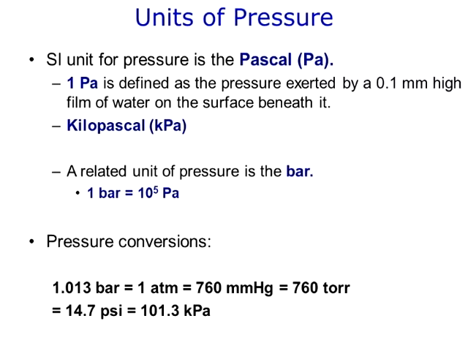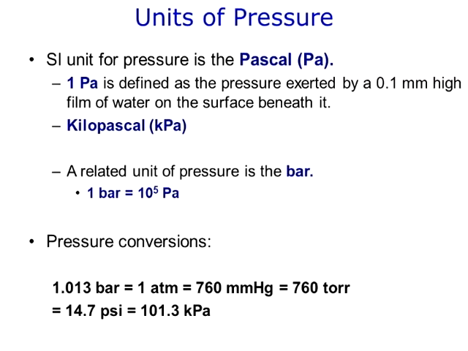Because the units can vary depending on where you are in the world, the SI unit for pressure is the pascal. Be aware of that. So 1 pascal is defined as the pressure exerted by a 0.1 millimeter height film of water on the surface beneath it. Because the actual values can be a long number, kilopascals is often used.